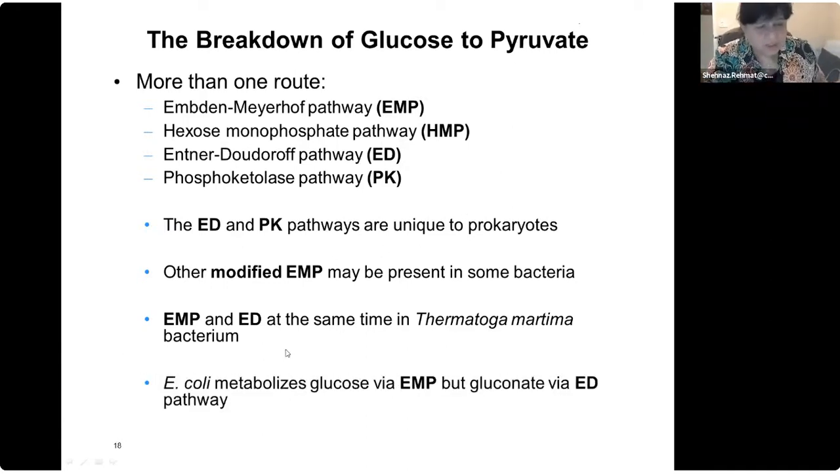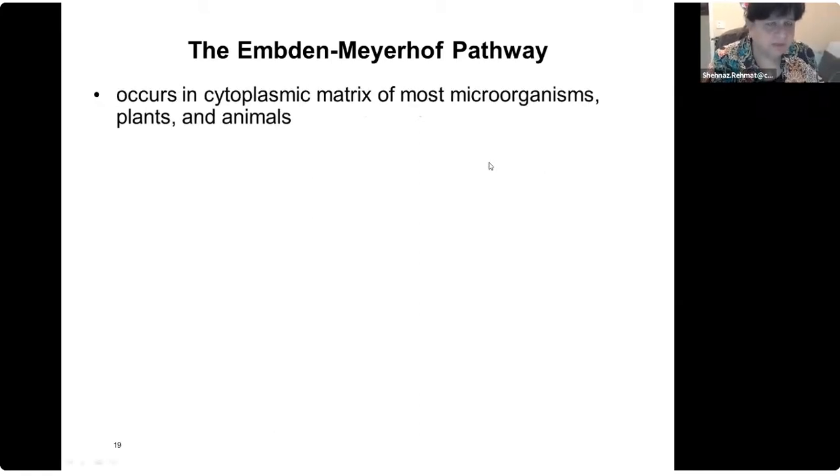E. coli actually is an interesting organism. It will metabolize glucose. If it's growing with glucose, it will use EMP. But when it is using gluconate, it will use the ED pathway. So depending on what is being fed to the microbe, it has the potential to use more than one glycolytic pathway. So we'll discuss the Embden-Meyerhof first so that we have the model of it, and then from there we'll break it down.